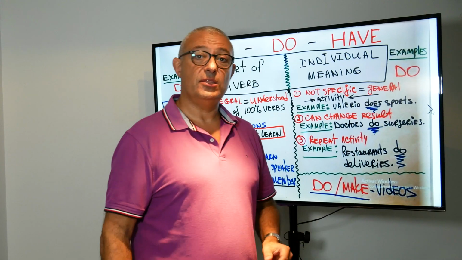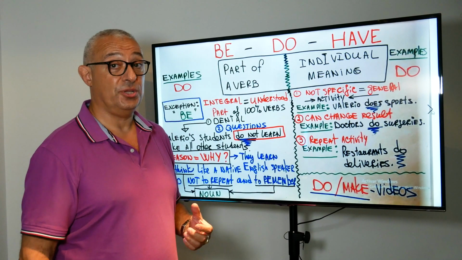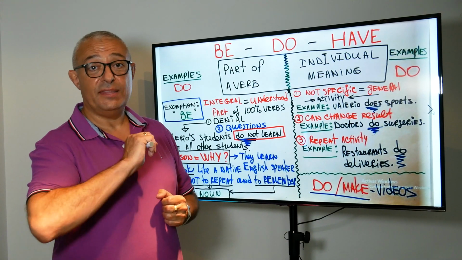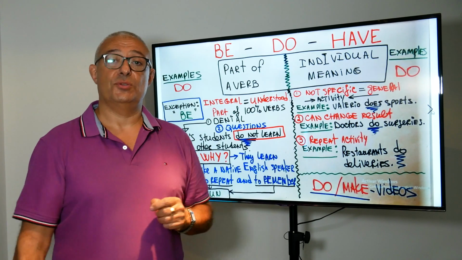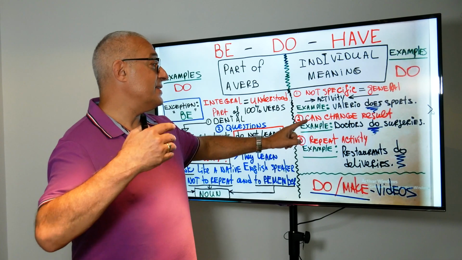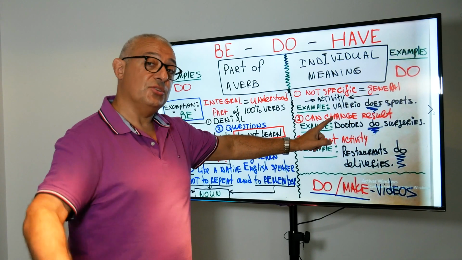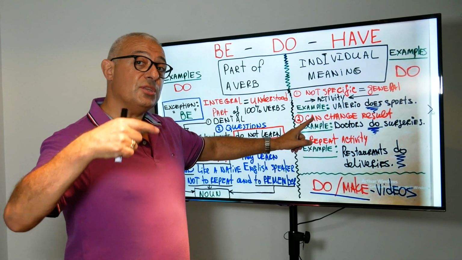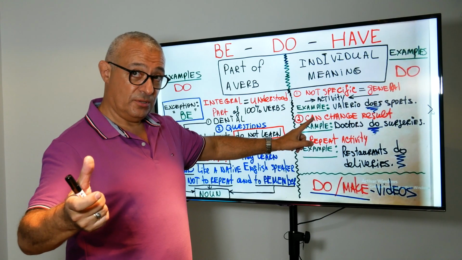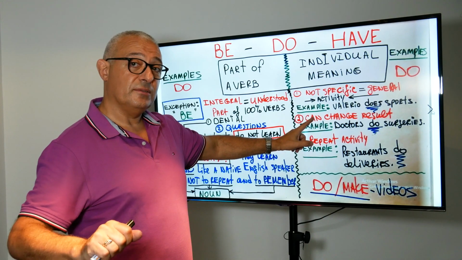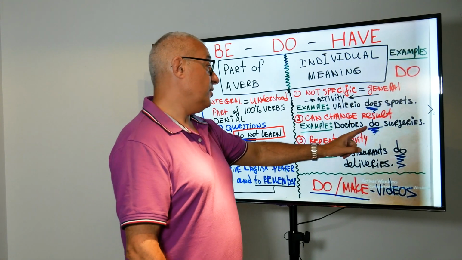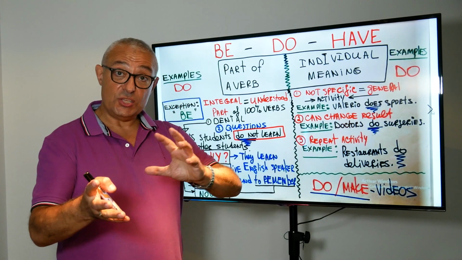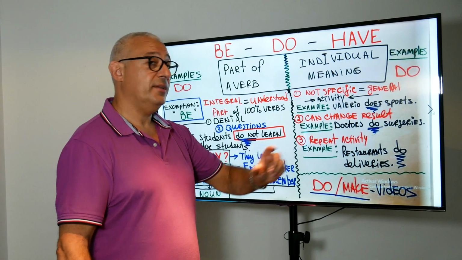Most teachers will say that with surgery, you make a surgery. No, you definitely do not make a surgery. The reason why you don't make a surgery is because surgery is something that you can change. The minute you can change a result, there's no way you can make it. Then you must do it. That's why anytime you can change what you're doing is automatically a do.